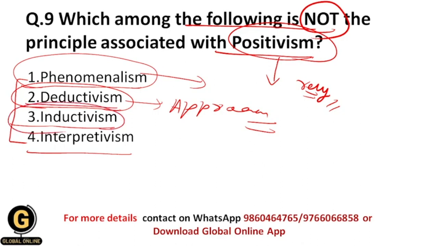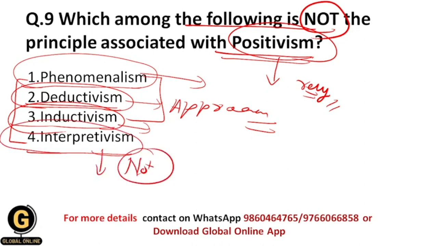And what is inductivism? Within inductivism we first of all observe the facts, and based upon the facts we formulate a theory. All of these three are principles associated with positivism, but interpretivism is the principle which is not associated with positivism, because interpretivism is associated with qualitative research, and positivism is associated with quantitative research. This is the bigger difference between them.